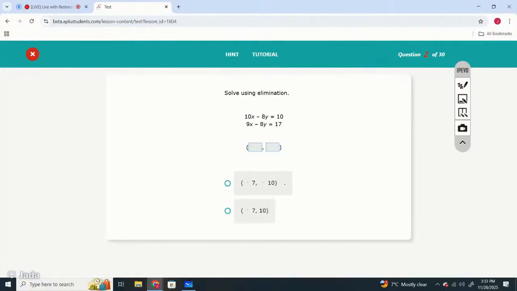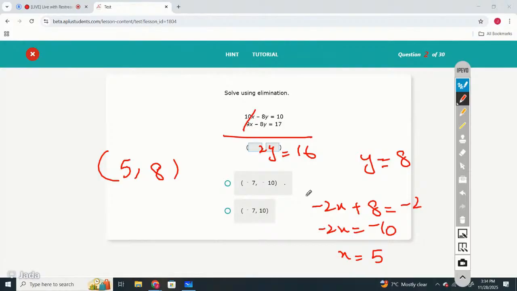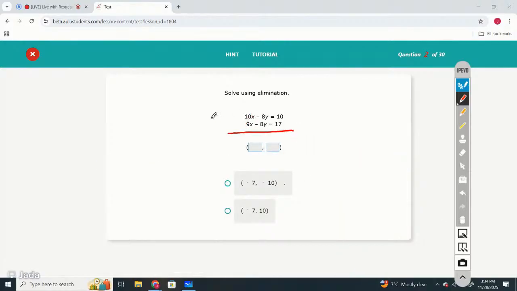Solve using elimination. For the variable y, in both the equations the variable y has the same coefficient. So we need to subtract both the equations, right? So when we subtract, the y variable cancels out, and 10 minus 17 is negative 7. So x is equal to negative 7.